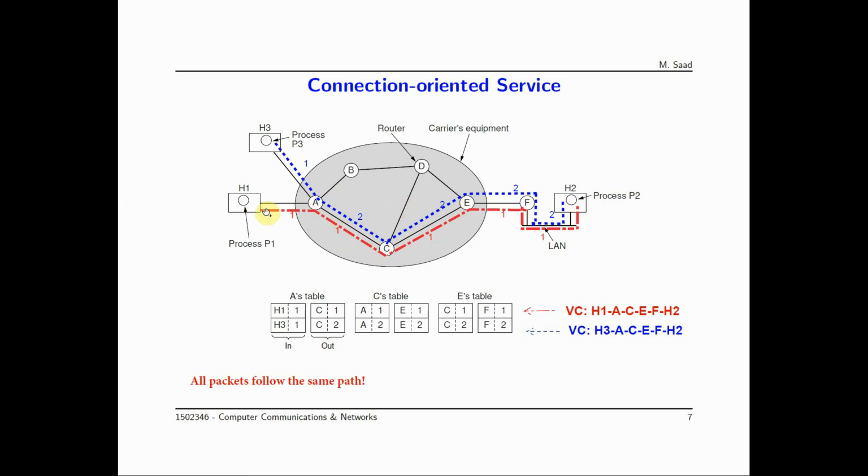So as you notice, the path goes from host 1 to router A to C to E to F, and then finally to host 2. So this is the path that has been selected for the connection between host 1 and host 2. Host 1, A, C, E, F, host 2. The path needs to be chosen first and fixed, right? So imagine that this connection is being established first.